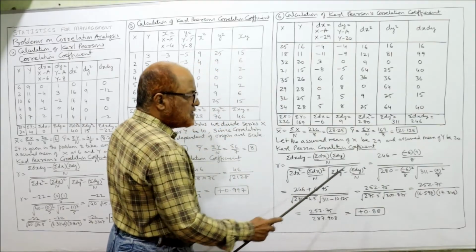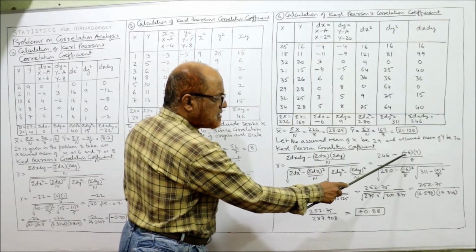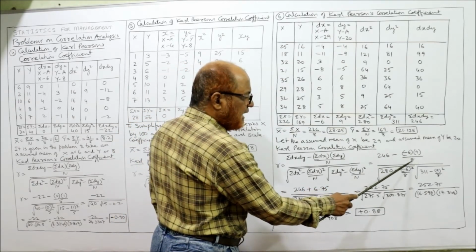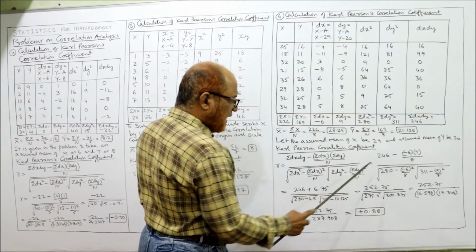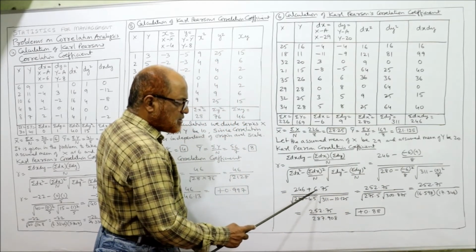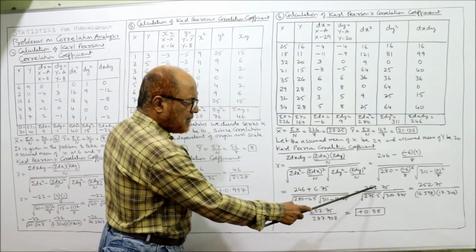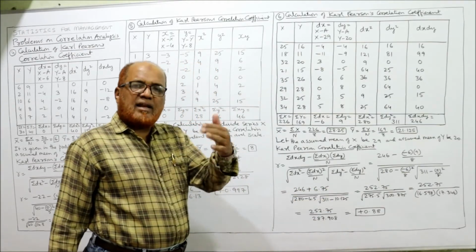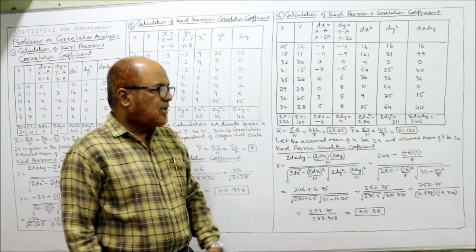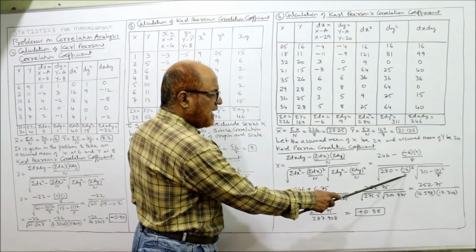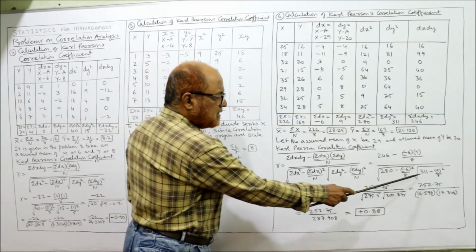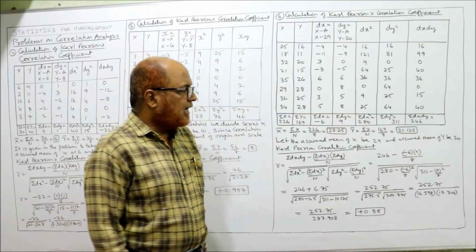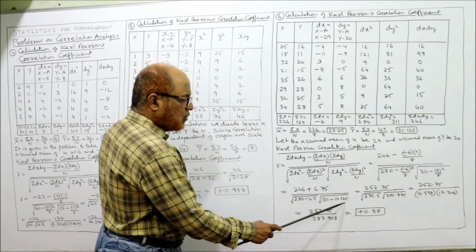Now simplify. 246, this minus into minus will become plus. Now multiply 6 into 9 divided by 8, you will get 6.75. So 246 plus 6.75 is 252.75. Denominator: 280 minus 6 square. When you square the minus, minus into minus will become plus. So 6 square means 36. 36 by 8, you will get 4.5. Similarly 311 minus 9 square. 9 square means 9 into 9, 81. 81 divided by 8, you will get 10.125.